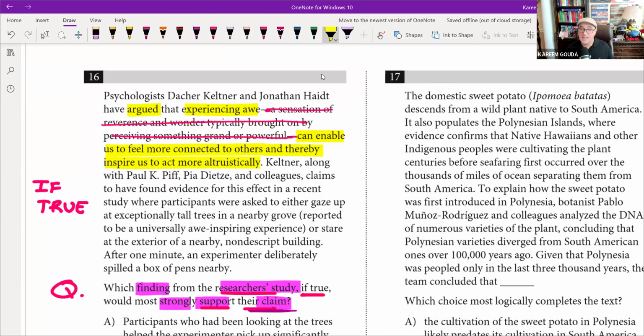All right. Keltner, along with Paul K. Piff, Pia Ditsi, and colleagues, claims. Okay, so now we have claims. So maybe this is the claim. Let's see.